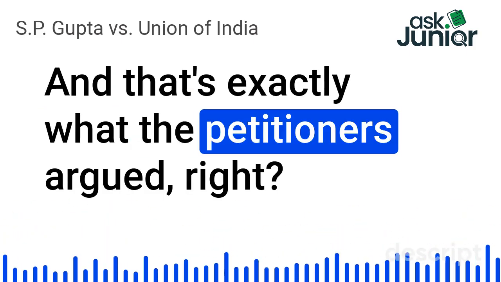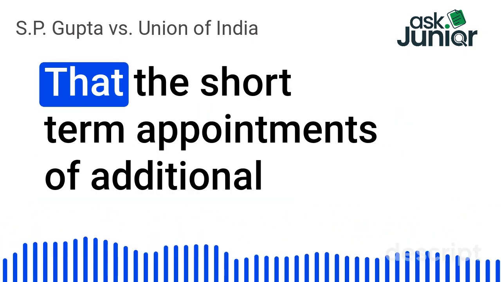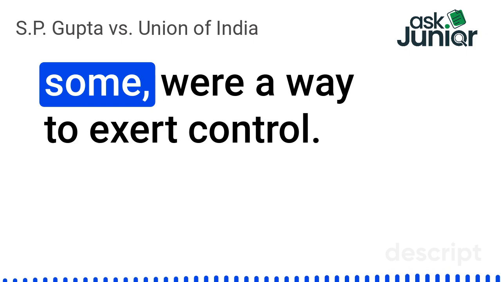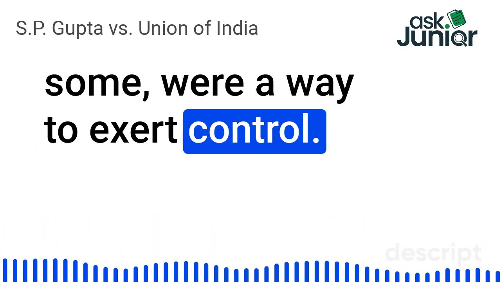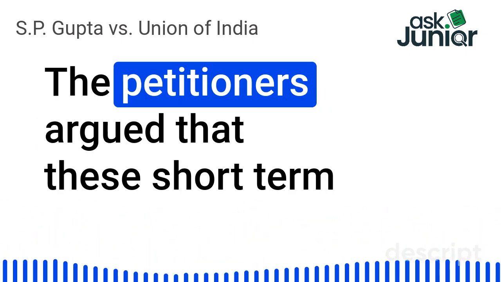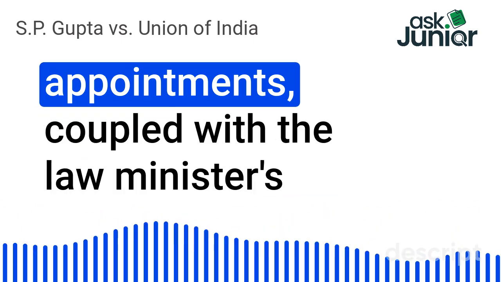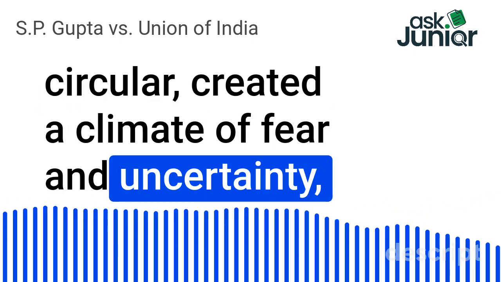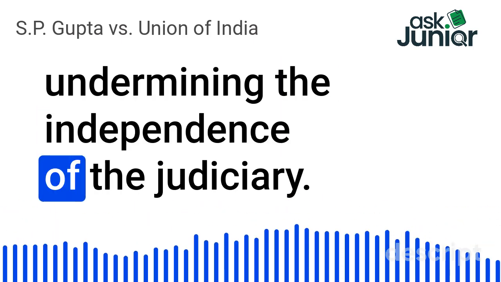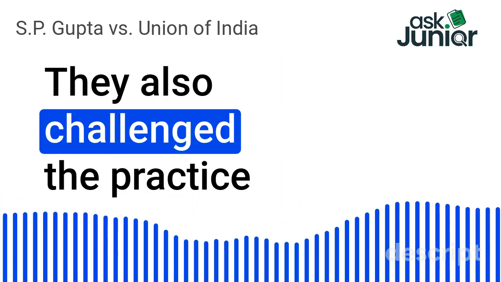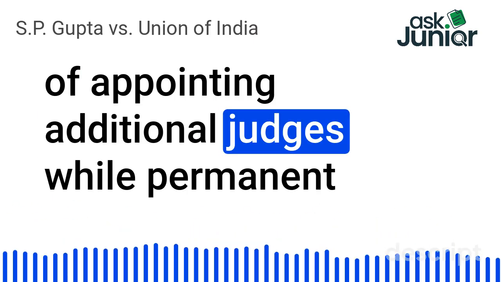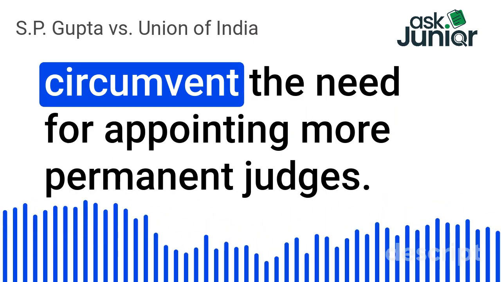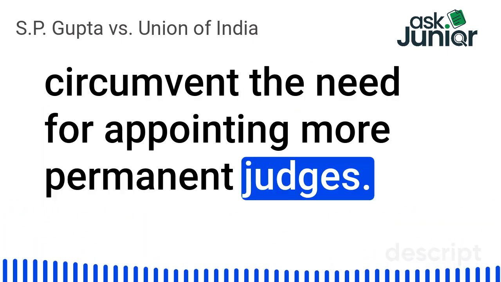And that's exactly what the petitioners argued, right? That the short-term appointments of additional judges, especially the 3-month extensions given to some, were a way to exert control. Precisely. The petitioners argued that these short-term appointments, coupled with the law minister's circular, created a climate of fear and uncertainty, undermining the independence of the judiciary. They also challenged the practice of appointing additional judges while permanent positions remained vacant, arguing that this was a way to circumvent the need for appointing more permanent judges.